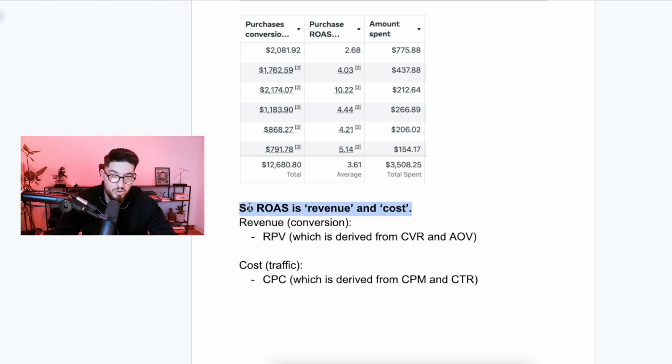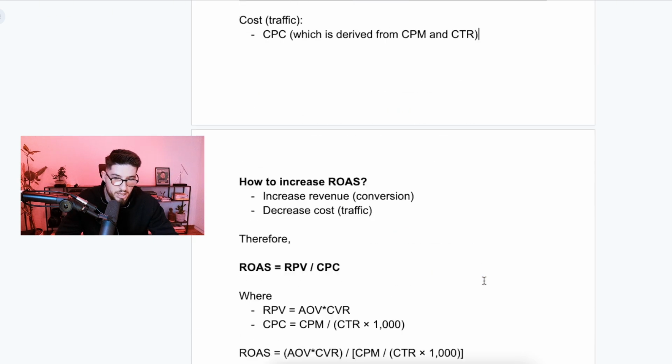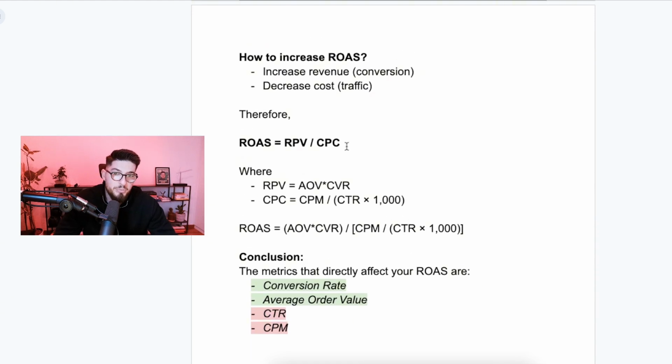That's it, okay? Revenue, which we're gonna call conversion now in a minute, is gonna be revenue per visit if you wanna have the unit economics in unitary. And then for cost, we're gonna do the same, which I'm gonna call traffic. We're gonna run on CPC. Revenue per visit is gonna be derived from conversion rate and AOV. And CPC is gonna be derived from CPM and CTR. This is just to simplify things, okay? And therefore, the ROAS becomes revenue per visit divided by CPC.